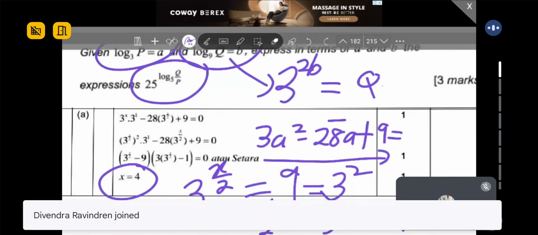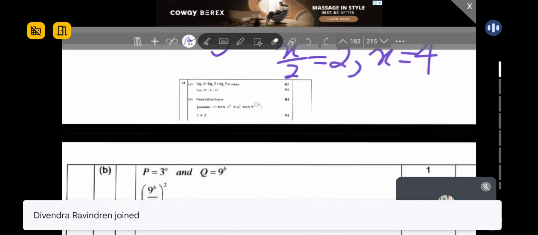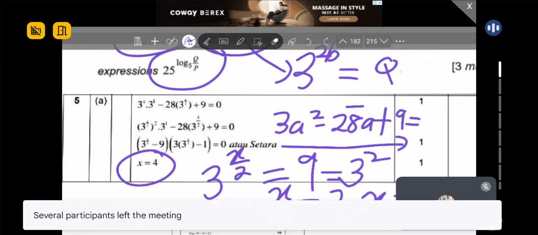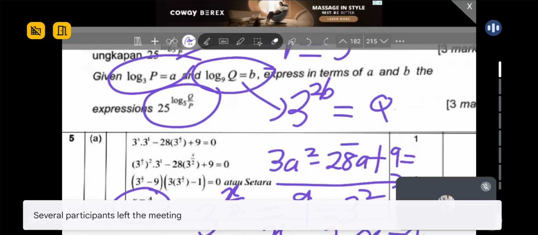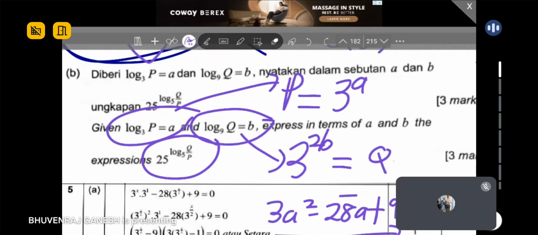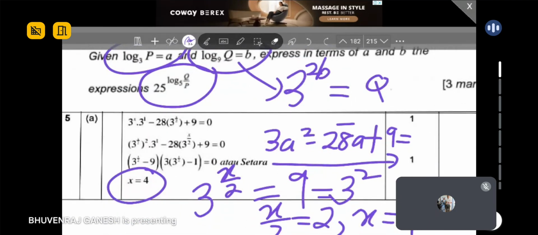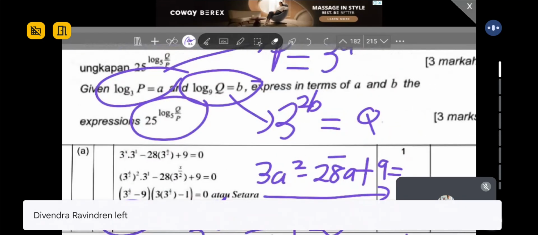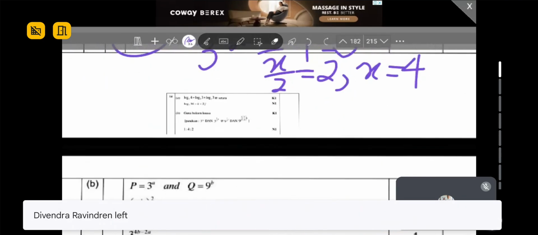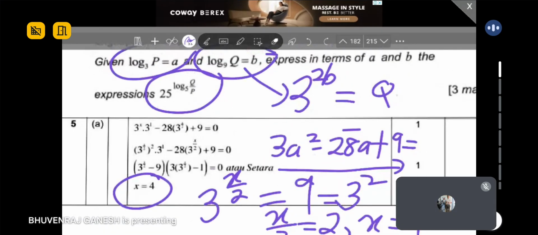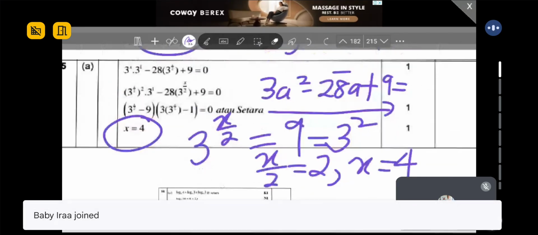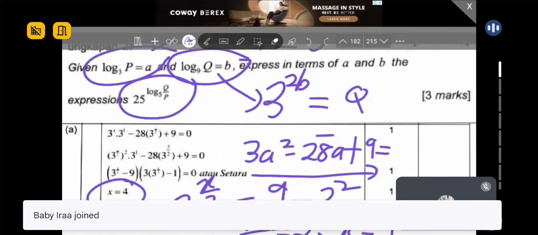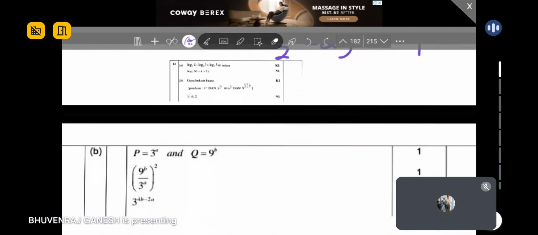Everything in base 3. Okay, so now kamu boleh gantikan. Okay, you can substitute in your expression. Boleh gantikan dalam ungkapan kamu. Alright? Okay, so Q kamu ada 9 kuasa B. Okay, lepas tu P kamu ada 3 kuasa A. Okay, so kamu gantikan saja.